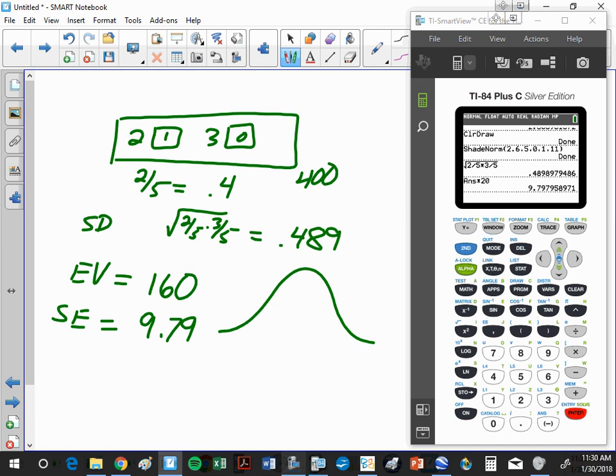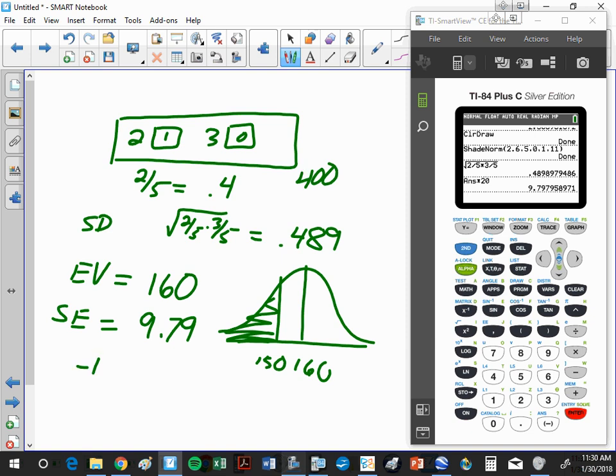Now I draw my normal curve. Do I need edges? No. Not unless you have a huge box, but we don't. The box is not that big. So the middle is 160, and I want to find smaller than 150. And you did edges and not edges. How close were they? 3% off? Really? Wow.